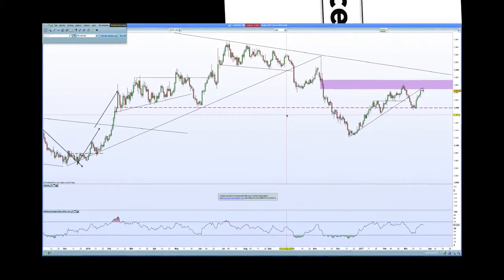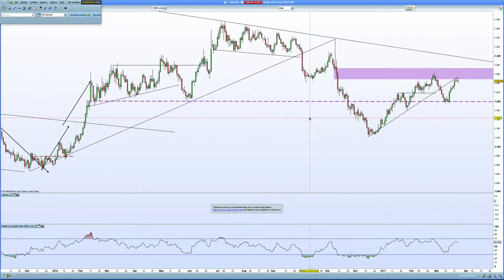Sunday, the 26th of March 2017. This is the chart update for the US dollar gold price.